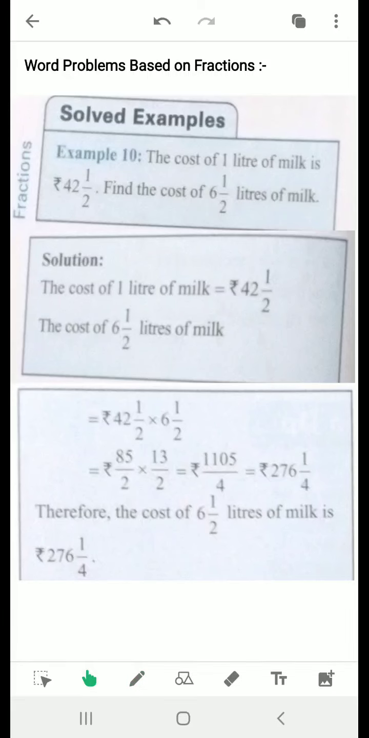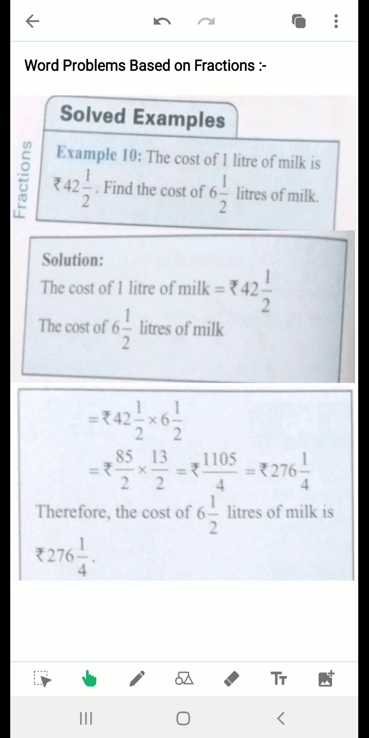Dear students, in this video we are going to discuss the word problems based on the fractions. So look upon the example that is given in your book also. Example number 10. The cost of 1 liter of milk is rupees 42,000.